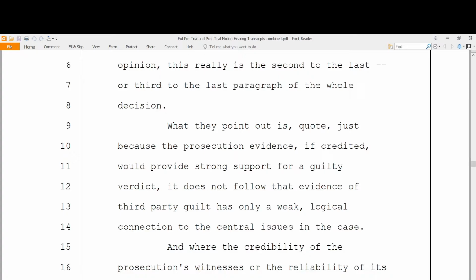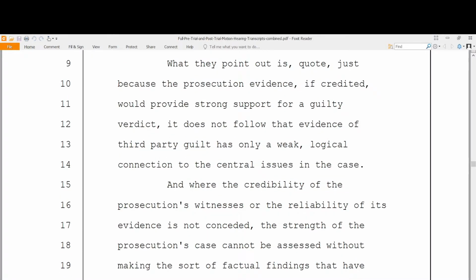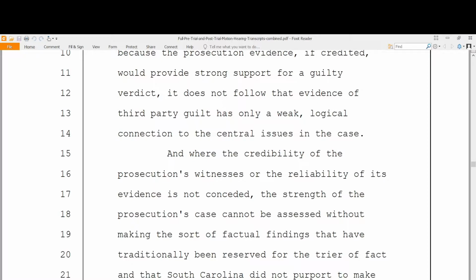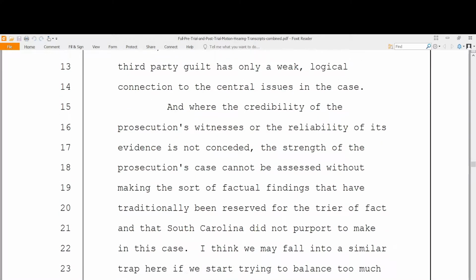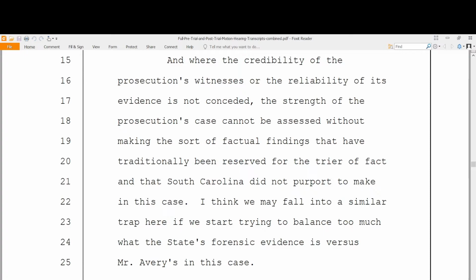what they point out is, quote, just because the prosecution evidence, if credited, would provide strong support for a guilty verdict, it does not follow that the evidence of a third-party guilt has only a weak logical connection to the central issue in the case. And where the credibility of the prosecution's witness or the reliability of the evidence is not conceded, the strength of the prosecution's case cannot be assessed without making the sort of factual findings that have traditionally been reserved for the trier of fact, and that South Carolina did not purport to make in this case.